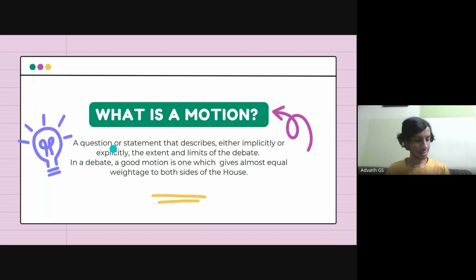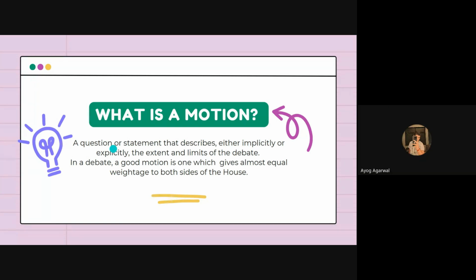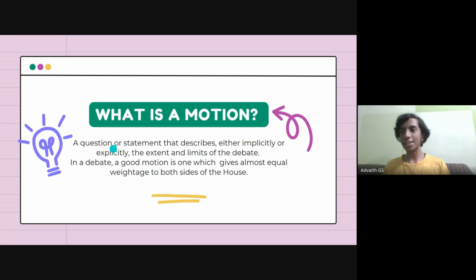Ayog. Sir, can you tell me the meaning of implicitly or explicitly? Implicitly basically means something that has to be understood without being mentioned. If I say something and you're supposed to apply deeper analysis to understand what I'm trying to say, that means I'm saying it implicitly.